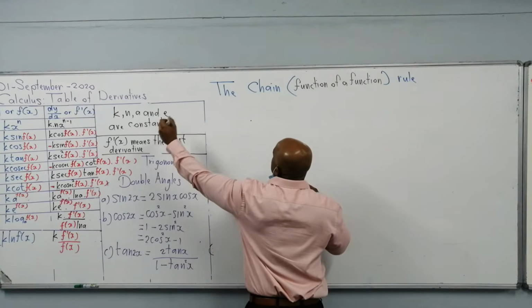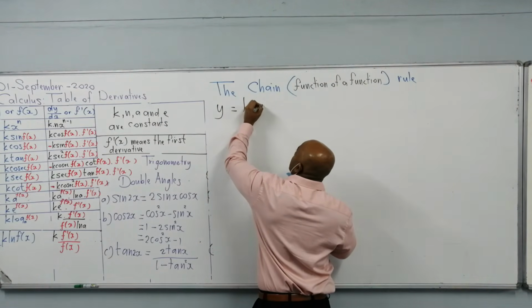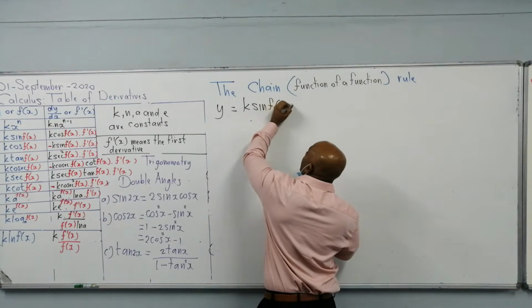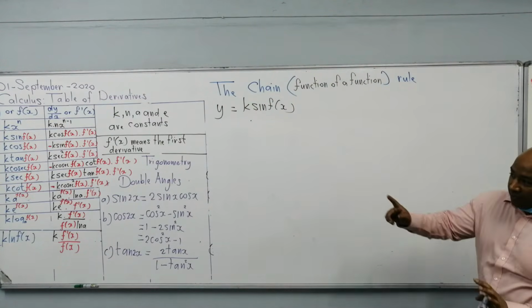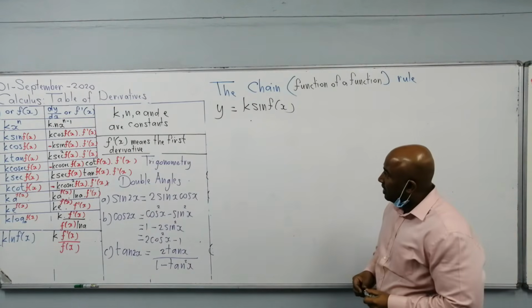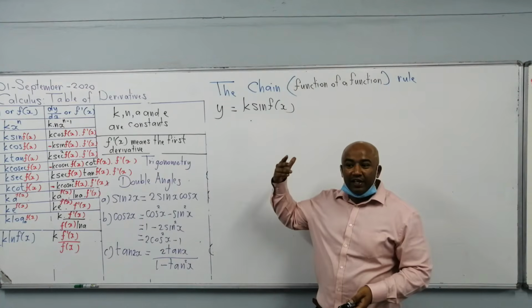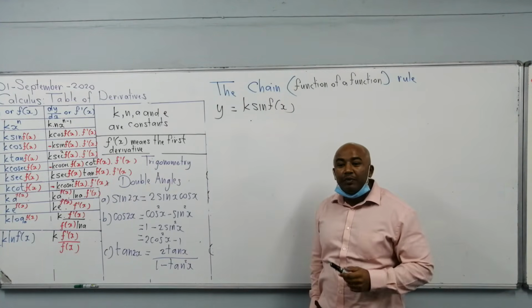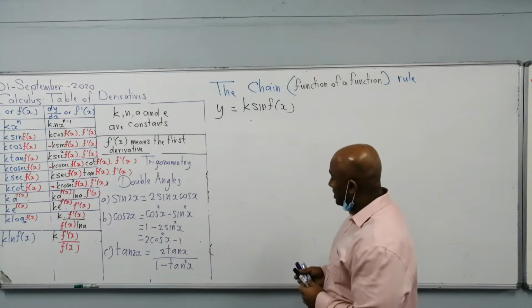So let's take y is equal to k sine f of x. Okay, we know that from the standard derivative there, I taught you that the derivative of sine f of x is going to be cos f of x times f prime x. Now let me show you how it's actually worked out. So this is how it works.